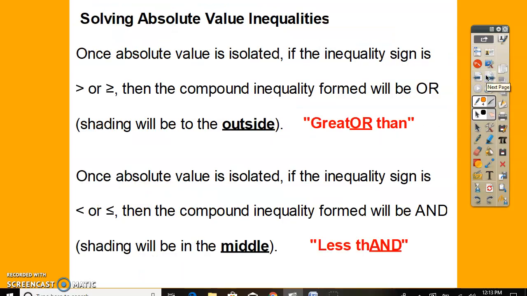Okay, now this is just running through what we just talked about. So once the absolute value is isolated, if your inequality sign is greater than or equal to, then it's an "or," because instead of greater, we say "great-or," and your shading is on the outside, so they're going opposite directions. If your original inequality sign is less than or equal to, it's an "and" statement, so your shading is in the middle. It's in between your two solutions.